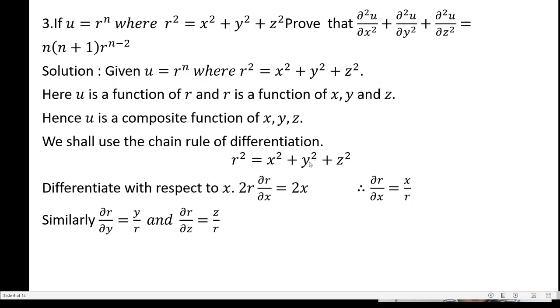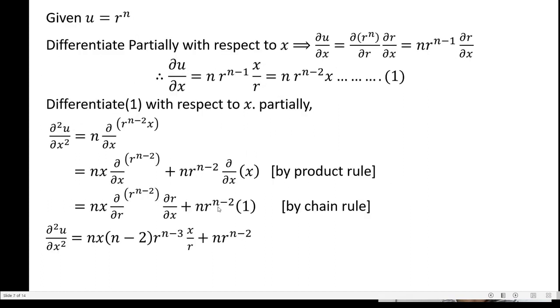Here also there is no x term. This is 0, this is 0. Therefore, del r by del x is 2 get cancelled, and shift this r to right hand side, x by r. Del r by del x is x by r. In the same way, del r by del y, 2y get 2 get cancelled, y by r, and del r by del z is z by r. Right?